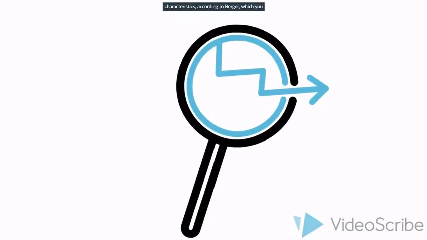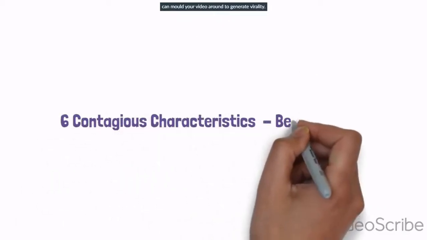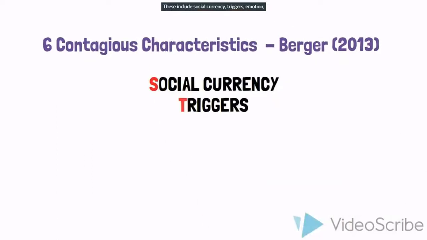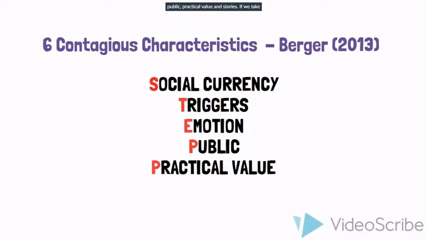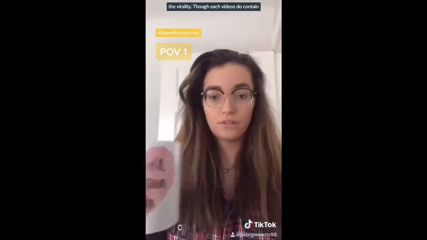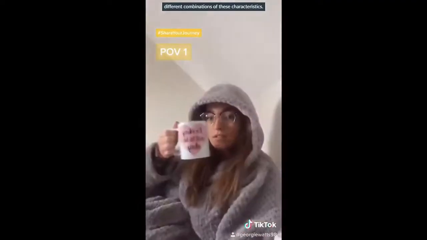There are six contagious characteristics according to Berger which you can mold your video around to generate virality. These include social currency, triggers, emotion, public, practical value and stories. If we take these characteristics and look through the video projects, you'll be able to see that several of them are incorporated and work together to create the virality, though each video does contain different combinations of these characteristics.